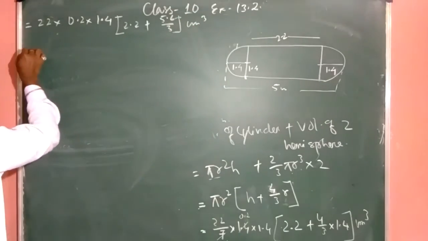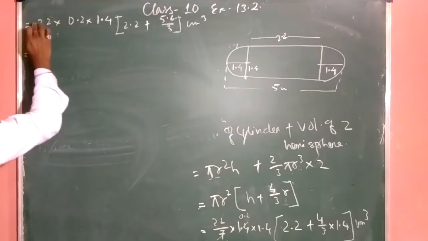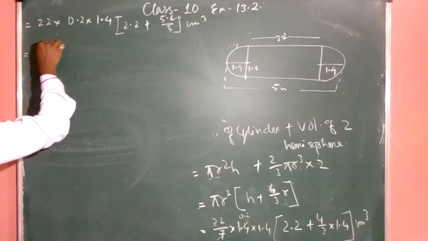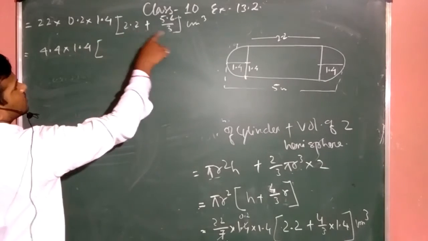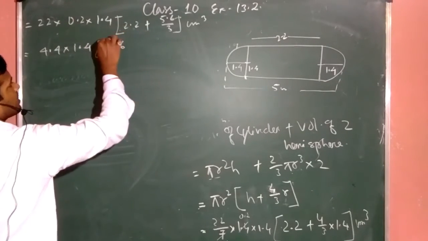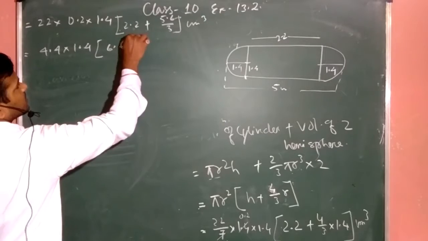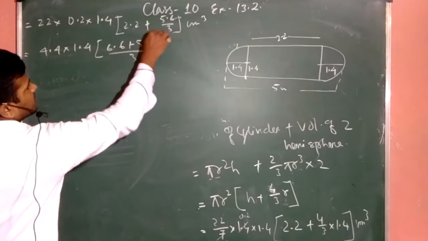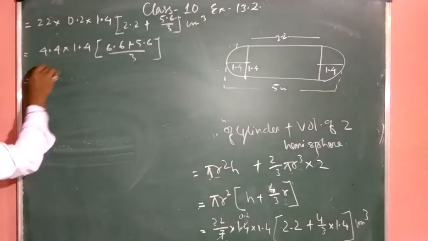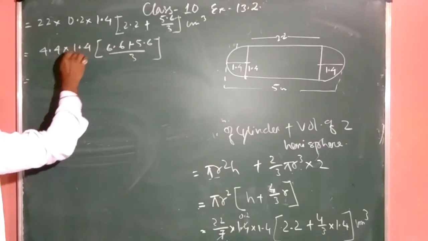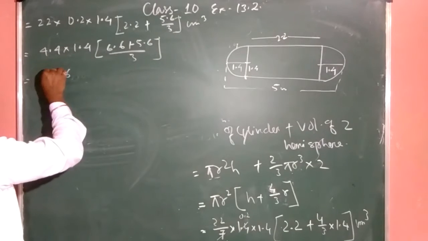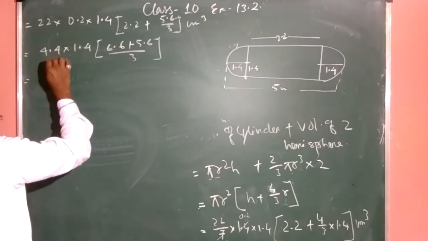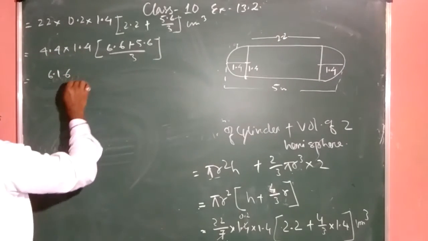So 56 by 3. Now these two will multiply. So 22 2s are 44, 4.4 into 1.4. This 3 2s are 6, 3 2s are 6, 6.6 plus 5.6 by 3. Now these two: 14 4s are 56 and 14 4s are 56 and 5, 61. So one digit, that means after 2 digits, point.